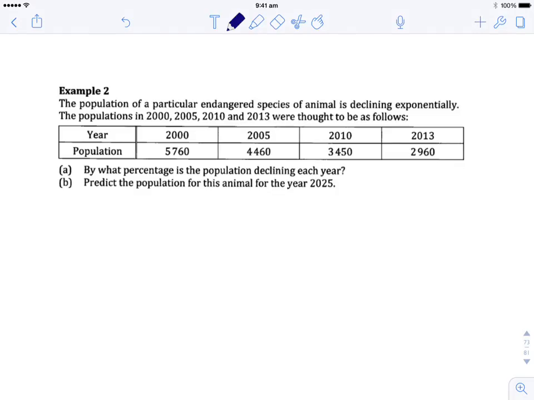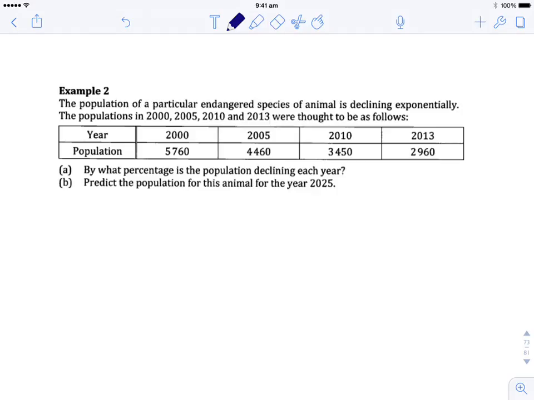Hi, in this video we're going to be looking at two more examples of applications of exponential functions. So this kind of question where we're in context here and we're going to use what we know about exponential functions and be able to solve some equations using them, that sort of thing. So let's look at two more here.